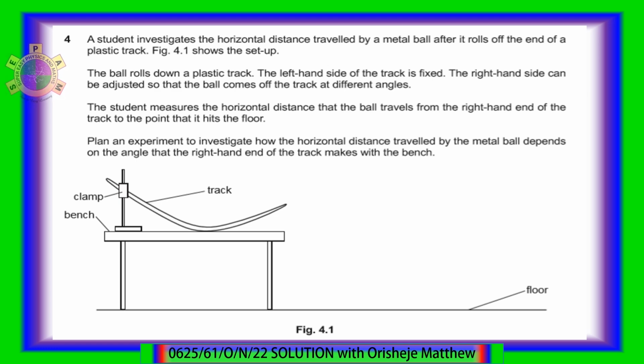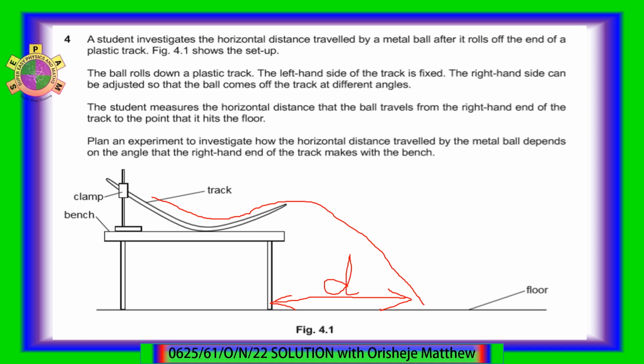A student investigates the horizontal distance traveled by a metal ball after it rolled off the end of a plastic track. So the ball rolls from here, then it drops here. So you are going to measure the distance from here to here, from the leg of the bench to this point. So you measure this distance D.